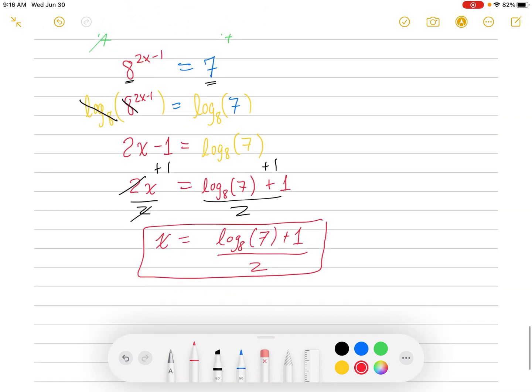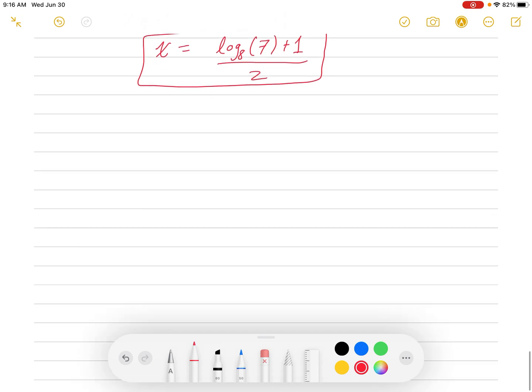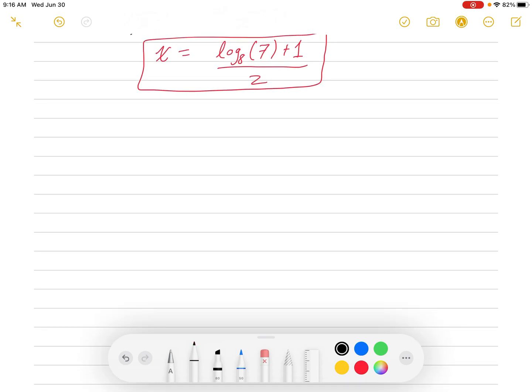And there's my solution. Don't try to approximate this in your calculator, because that's not an exact solution. That would give you a round off error, a little bit of error. It'll be close, but it won't be exact. And that's what we want. We want exact solutions here.